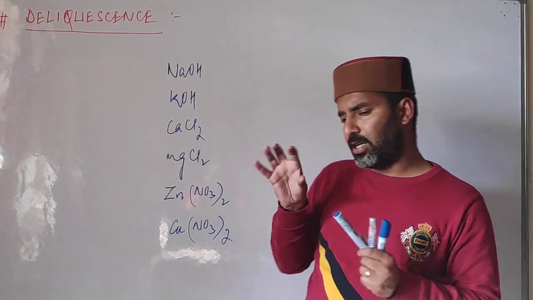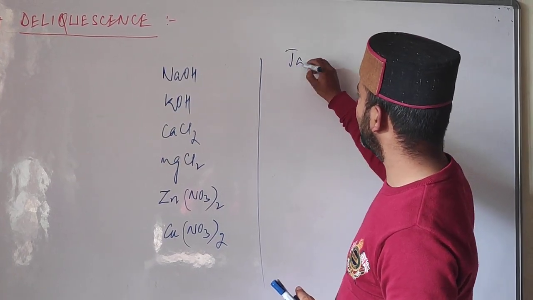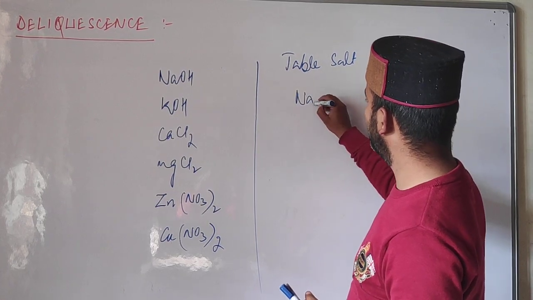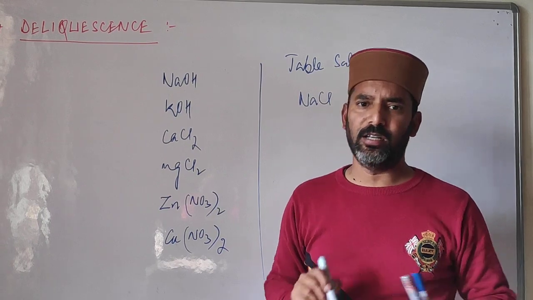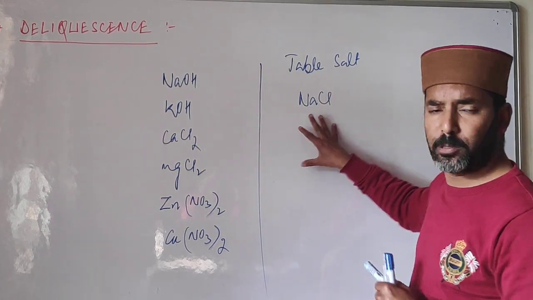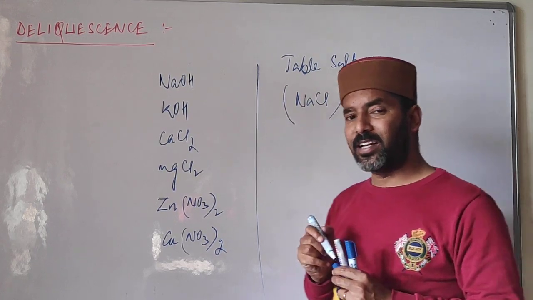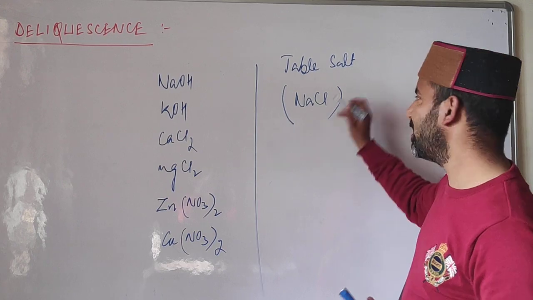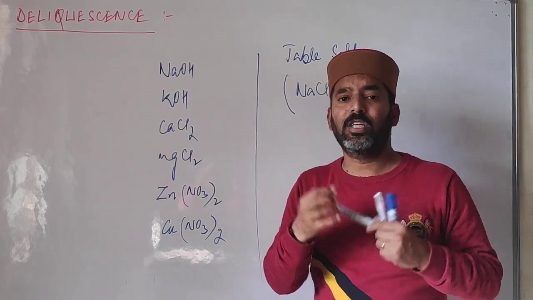Now students, let me tell you that our table salt, that is NaCl, is a non-hygroscopic and non-delicescent compound, means ये moisture absorb नहीं करता है. But students, what we observe in rainy season is that the table salt becomes wet. Rainy season में table salt थोड़ा wet हो जाता है. So students, क्यों wet हो गया?